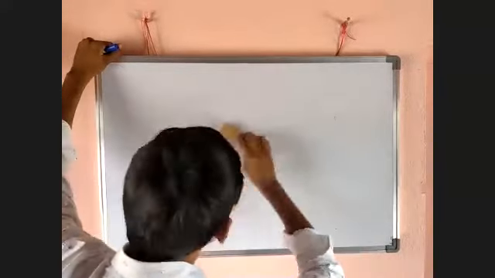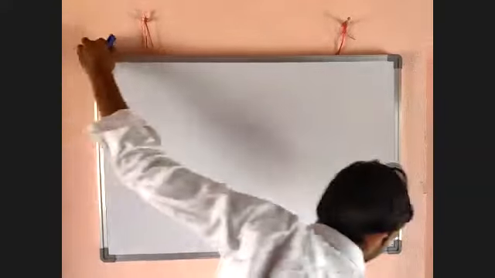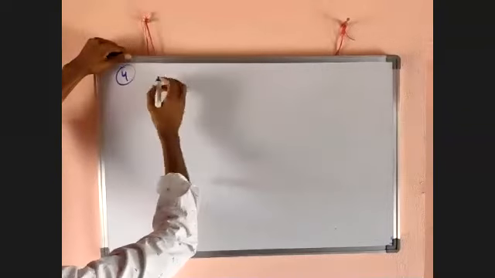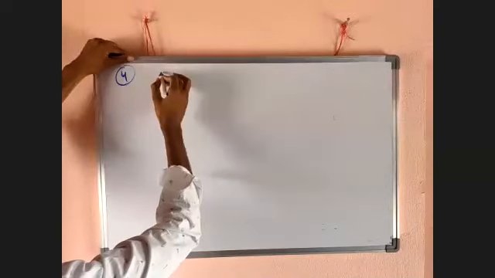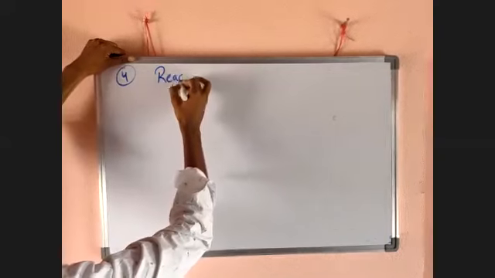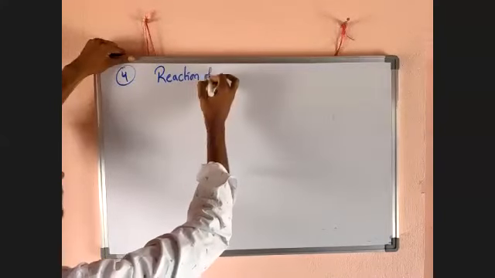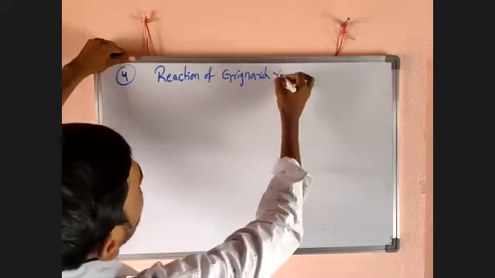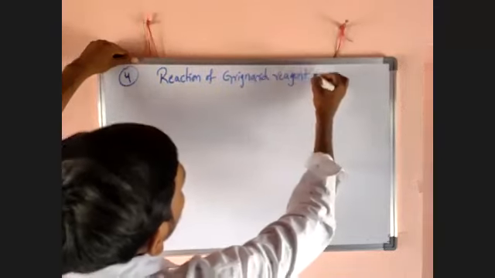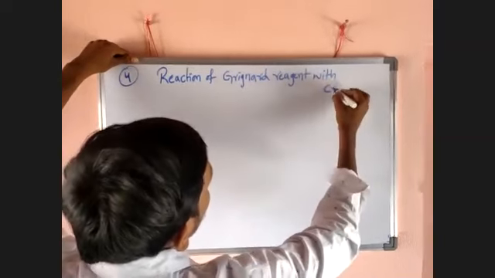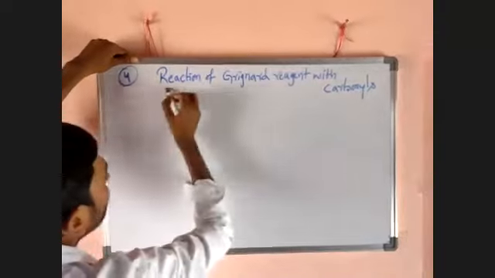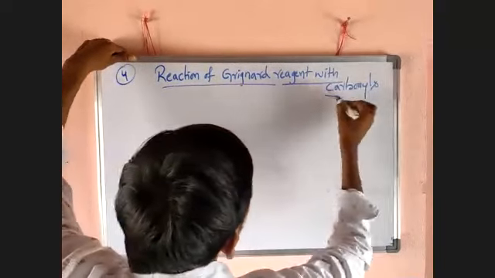Next preparation method, I think the fourth one maybe. The fourth one is already completed. Alkyl halide, again I want to take the reaction of Grignard reagent with carbonyl compounds. Reaction of Grignard reagent with carbonyls.